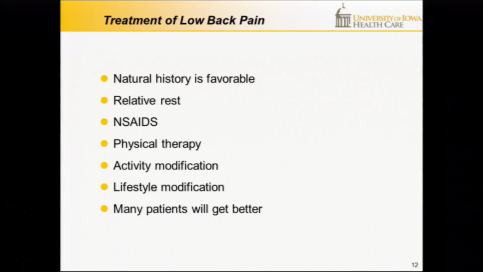So treatment of low back pain, as I said earlier, for the vast majority of patients, the history is very favorable. Relative rest or perhaps activity modification, anti-inflammatory medications are very appropriate. Physical therapy can be very helpful. I put on this list lifestyle modification, smoking being the most obvious, trying to exercise and improve conditioning, and in that circumstance, many patients will get better on their own. Typical time course can be anywhere from 8 to 12 weeks.